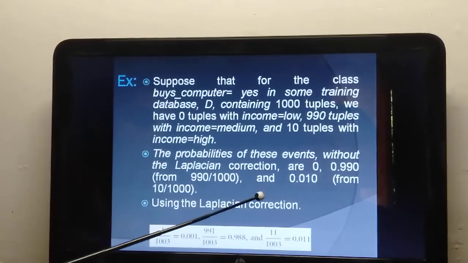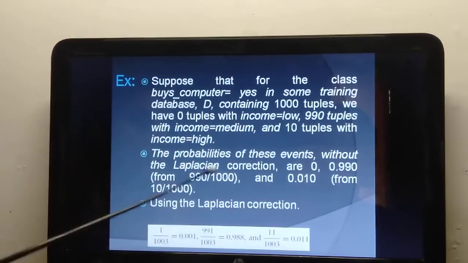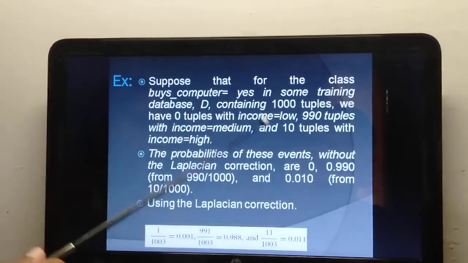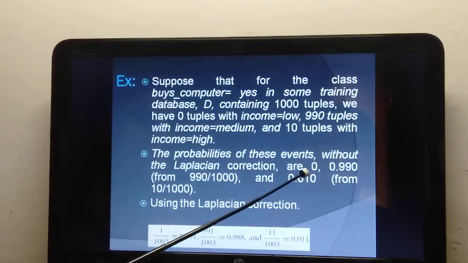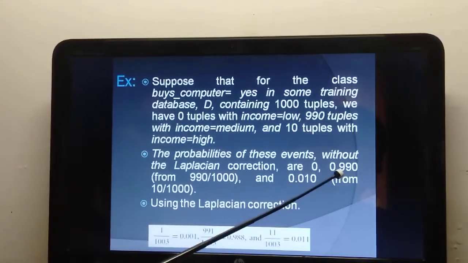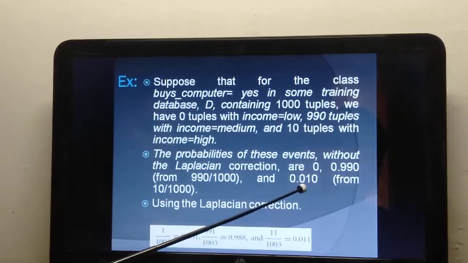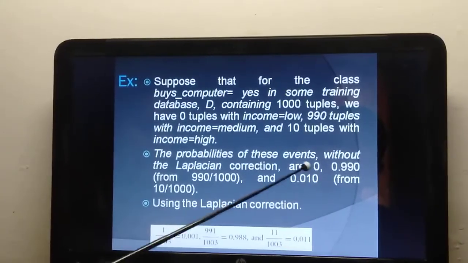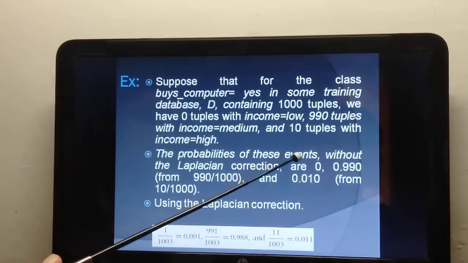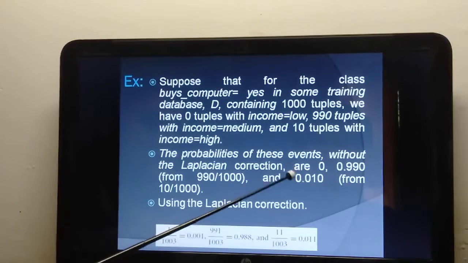Okay, so there is nothing for the value income is equal to low. So what happens to the probability? The probability of the event of income being low and buys computer is equal to yes will be equal to 0 because there is nothing there. So it is 0 out of 1000. This will be 990 out of 1000 for income is equal to medium, and for income is equal to high, it will be 0.010. Now if this is 0, it will just remove all the values for low and the whole thing will become equal to 0, which is not actually correct.